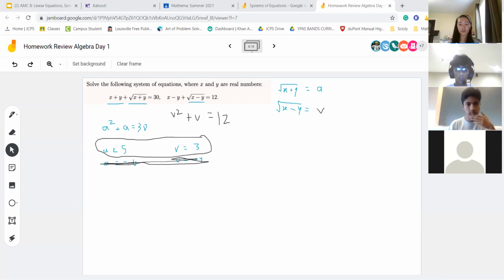And at the beginning of the problem, we defined A and V as the square root of x plus y and the square root of x minus y respectively. So now we're just finishing up the problem and finding x plus y and x minus y. So I'm just saying to try to solve it from here. If you can't, that's fine. We can go for it.